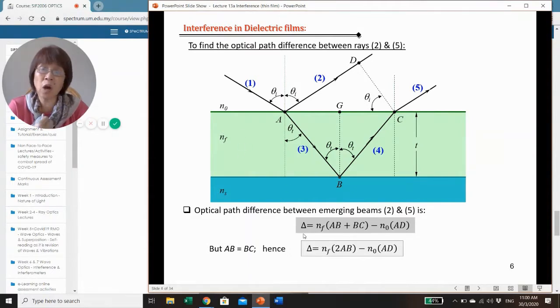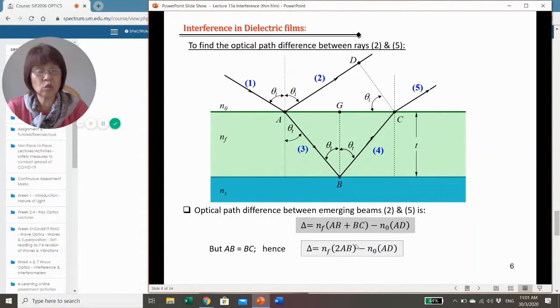So therefore, the optical path difference, putting aside the phase shift that results from reflection first, just look at the optical path difference. So we have NF into AB plus BC minus N0 multiplied by this distance AD. Now, because the reflected angle and the refracted angle equal the incident angle at point B, this distance and this distance will be the same. So we can write this as 2AB.